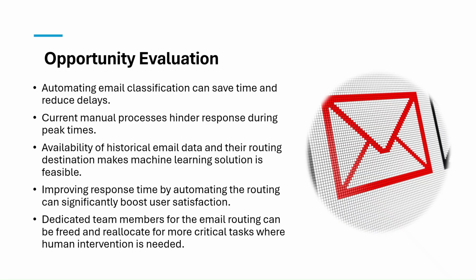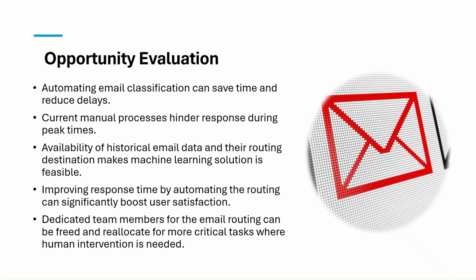Let's try to understand the opportunity of having a solution for this problem. Automating email classification can save time and reduce delays. The current manual process hinders the response during peak time. There is availability of historic email data, because this email data is captured in internal systems and the routing destination is also recorded. So that makes a good source of data.